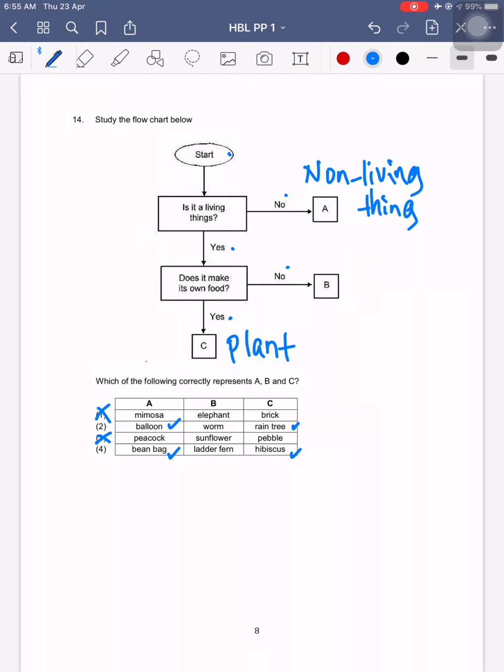So we will look at B. Now for B, does it make its own food? Okay, so worm doesn't make its own food. Alright, what about leather fern? Now fern makes its own food. It's considered a plant. So we will have the answer as 2. So this is out.